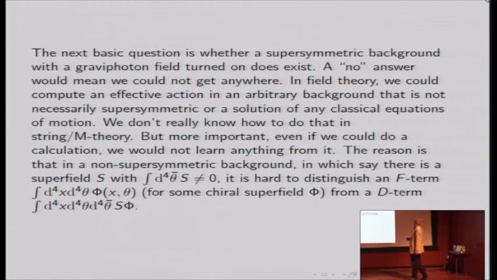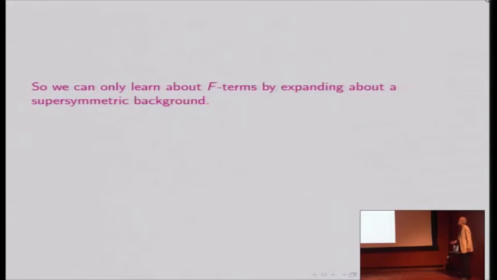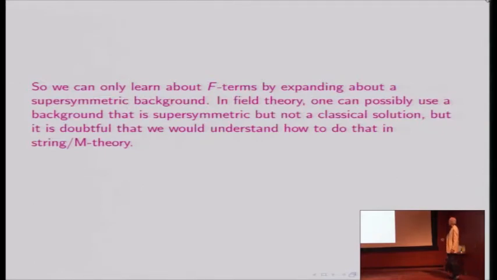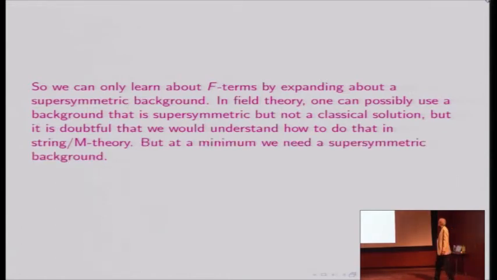Plus, in string/M theory, we can't expand around a background that isn't a classical solution. So we can only learn about F terms by expanding around a supersymmetric background. In field theory, maybe we could use a background that's supersymmetric but not a classical solution, but probably we would not understand how to do that in string/M theory. I can't say for sure. Maybe it would involve something new. There aren't any results like that, but maybe it could happen. But at a minimum, we need a supersymmetric background.